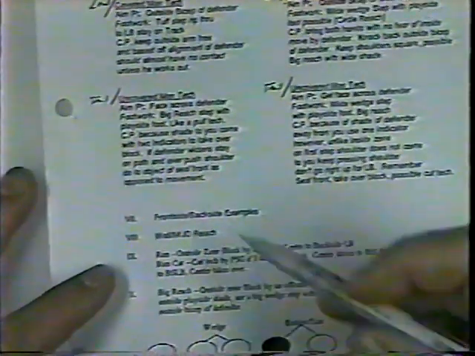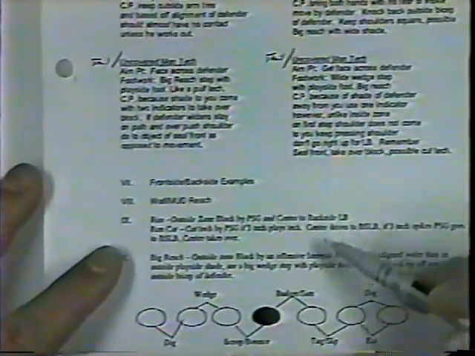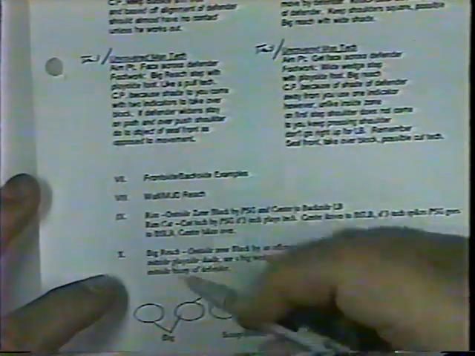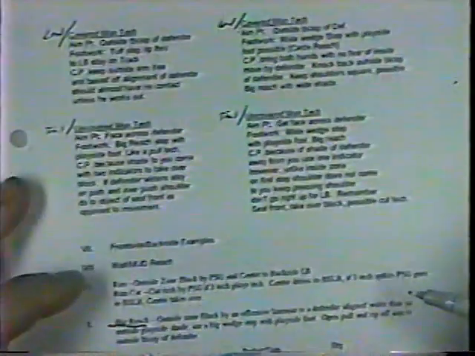All right, now, we have some other things here I don't need to get into right now, which are terminologies we use on some of our zone options. And then we also have another term here that I do like, which is called big reach. And big reach is really an outside zone block by an offensive lineman, so it's an outside zone or zone option. And it's a block by an offensive lineman when the defender is aligned wider than outside play side shade.